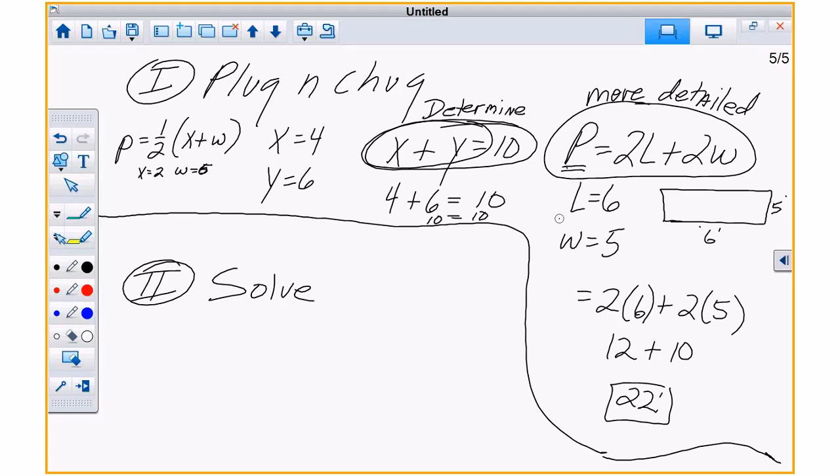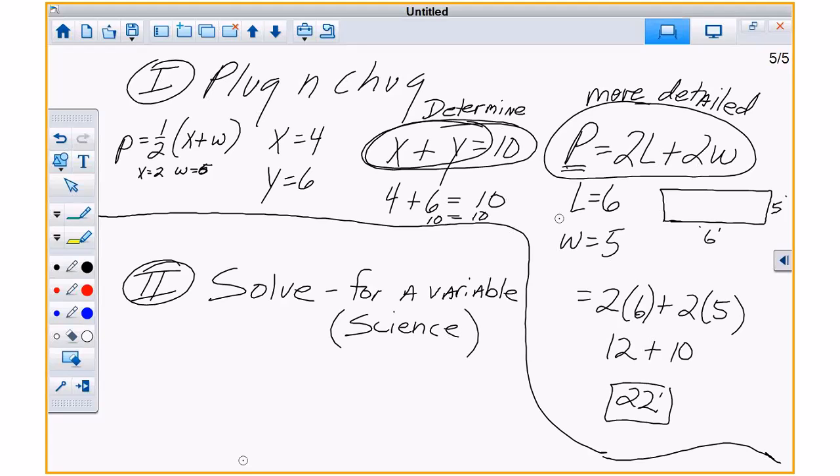Okay? All right, so what about the solve? Well, the solve is when they tell you to solve for a variable before you plug and chug. Solve for a variable. Now, the reason we cover this in math, not just for the math, but for the sciences.